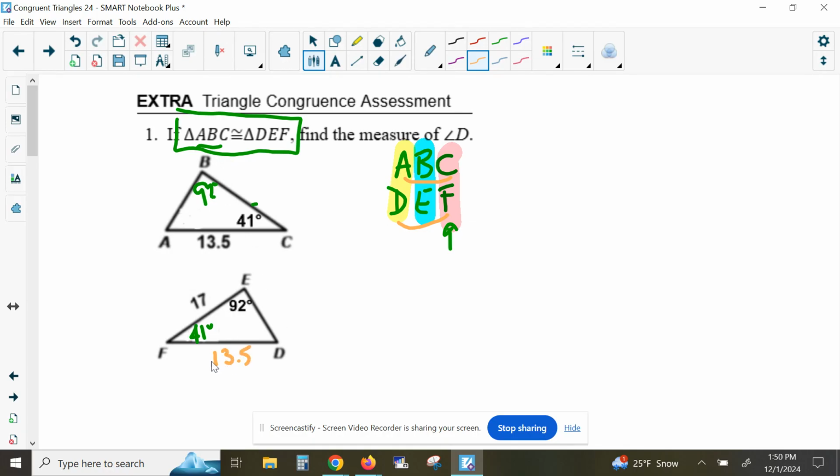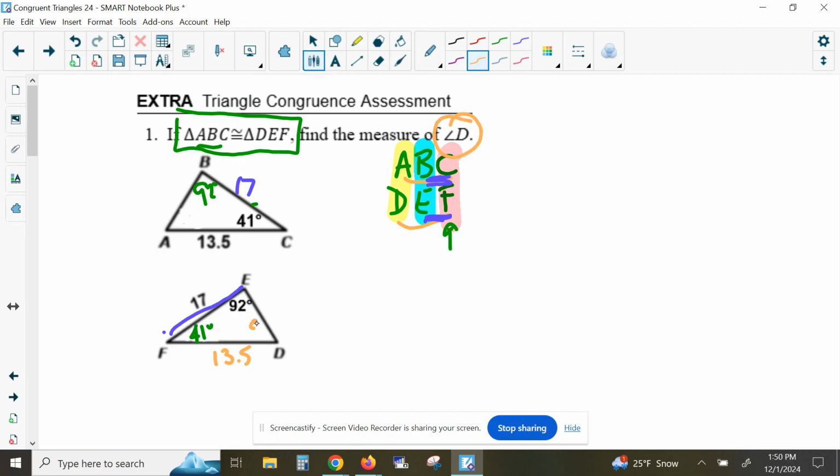And what else do I have? I have this 17, and that's from F to E. So from F to E is 17 long, so F to E is right here, so that matches B to C. So I'll find B to C, so I also know that that's 17. So all I did was fill stuff in that matches. Matching, super duper easy. Now I want to be able to find the measure of angle D.